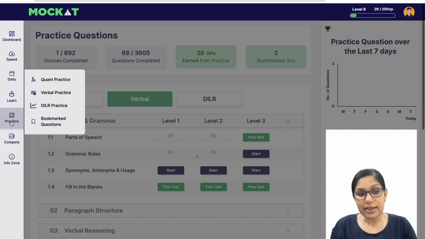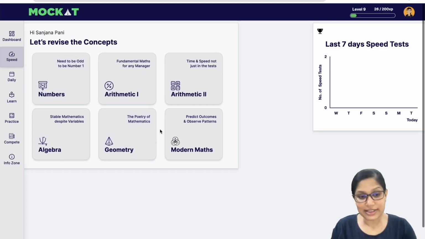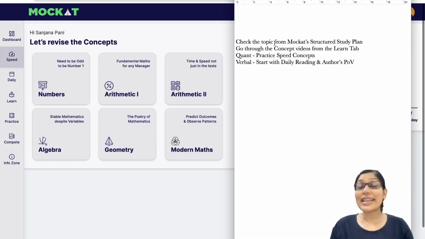Once the lessons are done, you have your practice questions. Specifically for quant, once a lesson is done, you can also go through speed concepts. So what are we doing? We're checking the topics for this week from the structured study plan. Again, those of you who are from the unlimited pack will also have access to weekly prep guidance sessions, where we'll go a little more in depth.